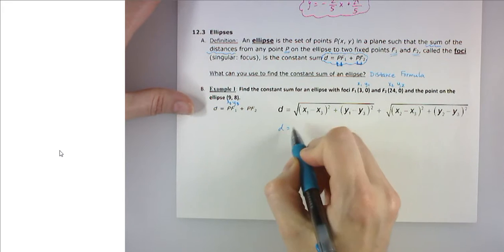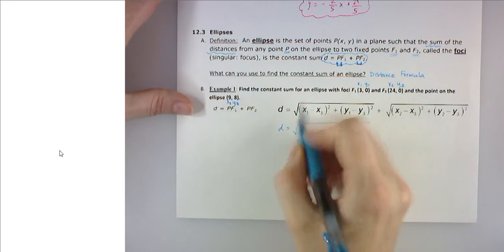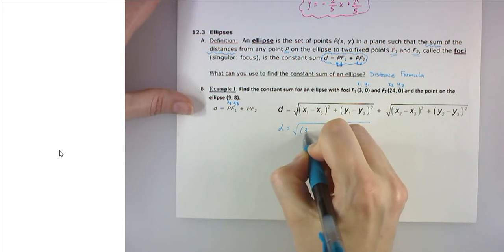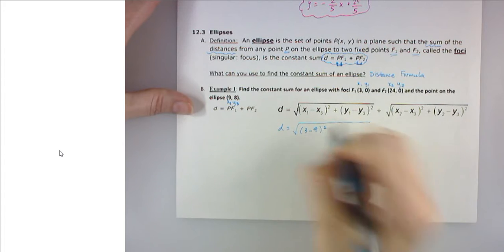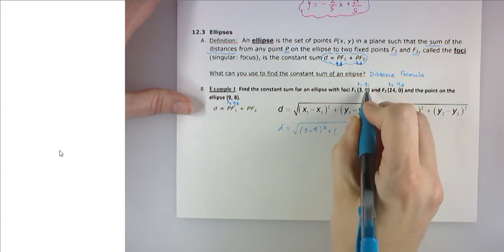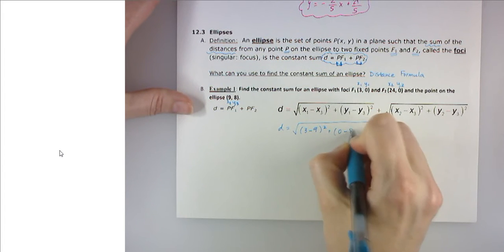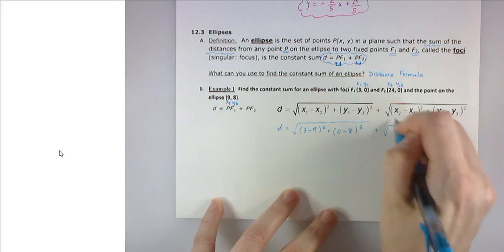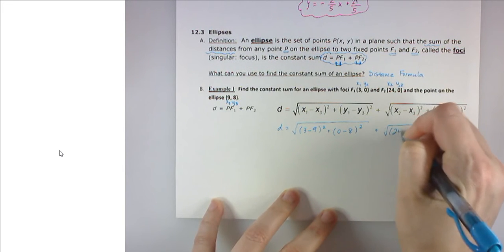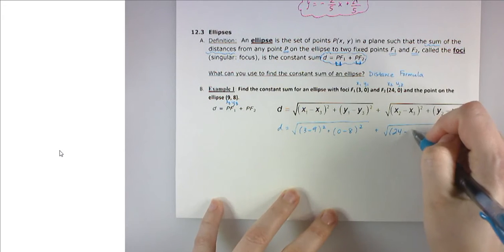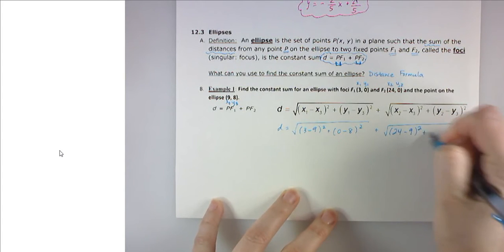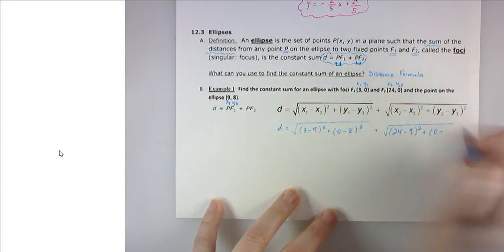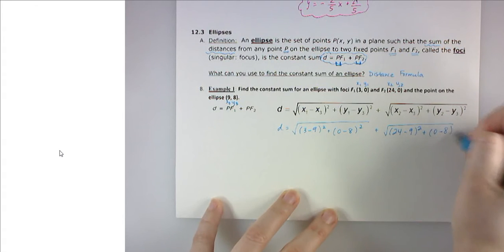So x1 is 3 minus 9 squared plus y1, which is 0, minus 8 squared. And then plus our x2, which is 24 minus 9, our x sub 3. Our y2 is 0 minus y sub 3, which is 8. And now we can do our calculations.